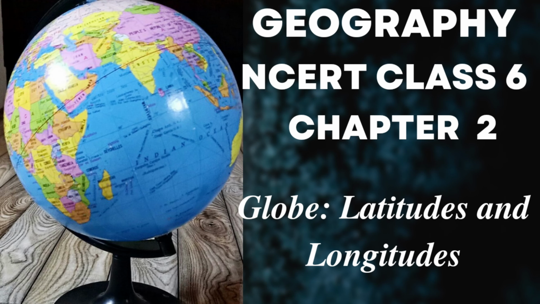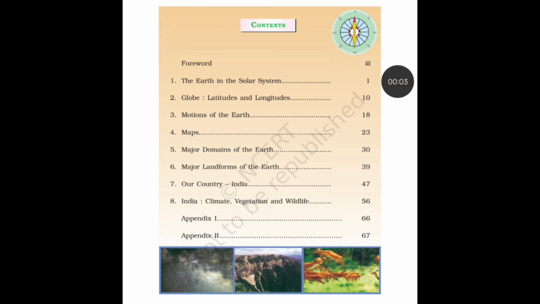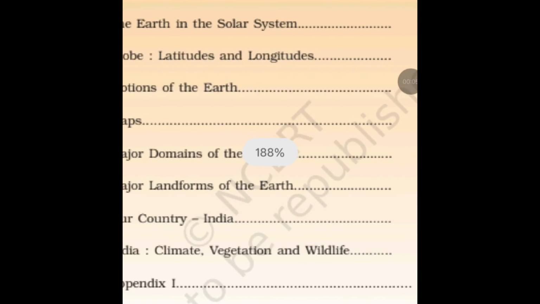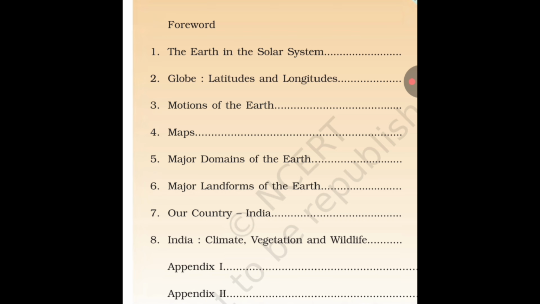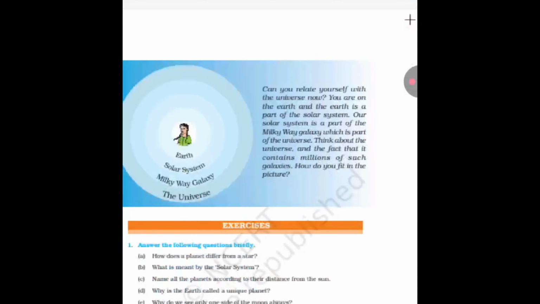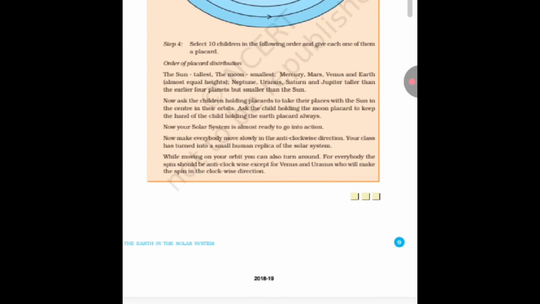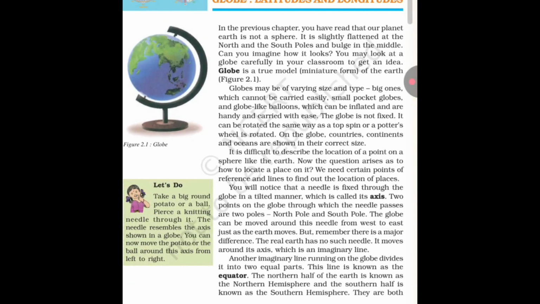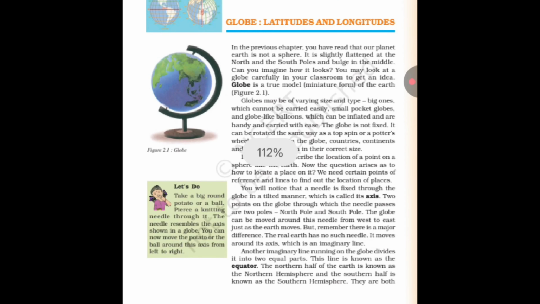Hello everyone, welcome to class 6 NCERT chapter 2, that is globe, latitudes and longitudes. First we will go through what all the contents we need to study in that particular chapter. There you go. Chapter 2, that is globe, latitudes and longitudes.